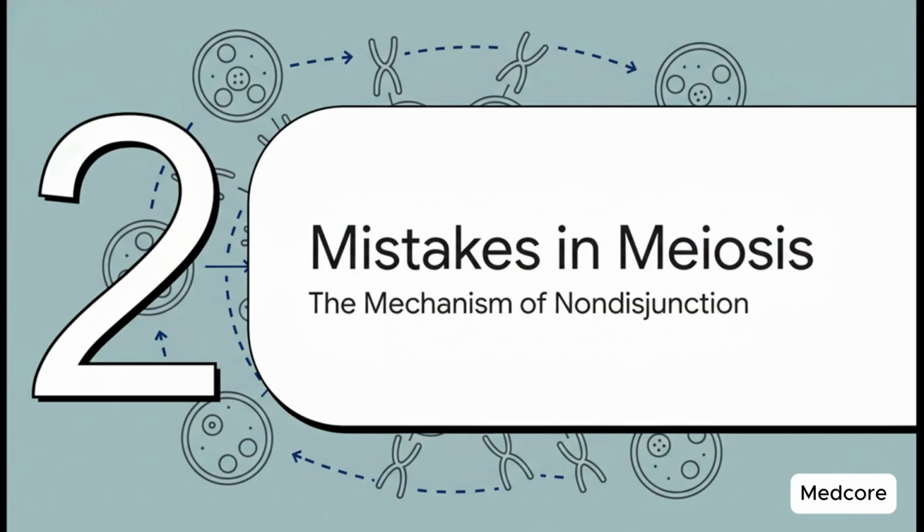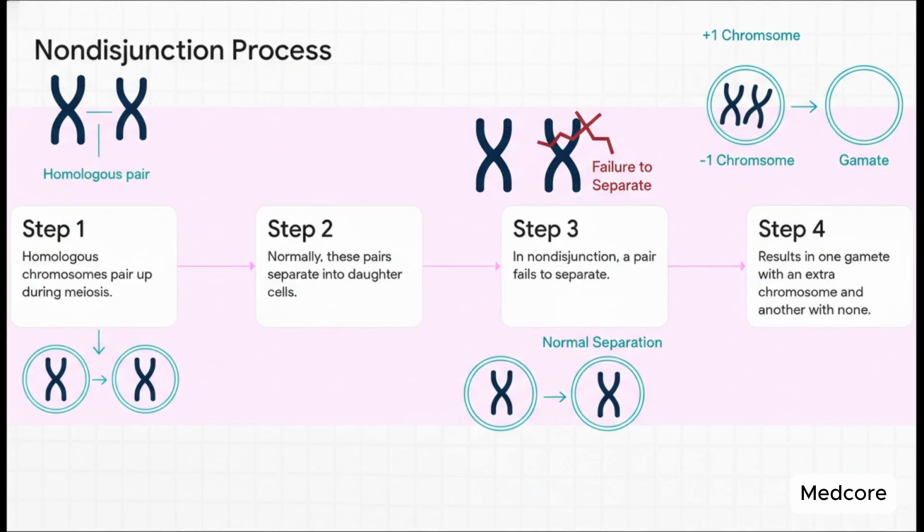Now for the how. How do these numbers get messed up in the first place? Well, the main culprit, the process responsible for most of these aneuploidies, is something called non-disjunction. Let's really break down what that means. So in simple terms, non-disjunction is just a failure to separate. During meiosis, that's the cell division that makes sperm and eggs, chromosomes are supposed to split up evenly. Imagine you're sorting pairs of socks. Normally, one sock goes in one drawer, the other sock goes in another. With non-disjunction, both socks from a pair end up in the same drawer, leaving the other drawer empty. One gamete gets 2 copies and the other gets none.